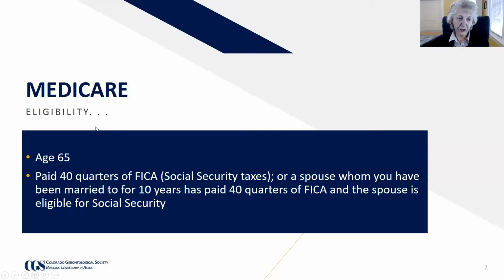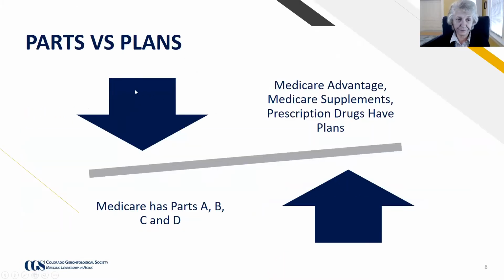The first thing that we want to talk about, obviously, is that if you are eligible for Medicare, you have to be age 65 and you have to have paid into 40 quarters of Medicare, or of Social Security, or a spouse has. The most important thing that we're going to talk about today is Medicare Parts versus plans. Medicare has parts A, B, C, D. We support Medicare Advantage, Medicare supplements, and prescription drugs with plans that Medicare doesn't cover.